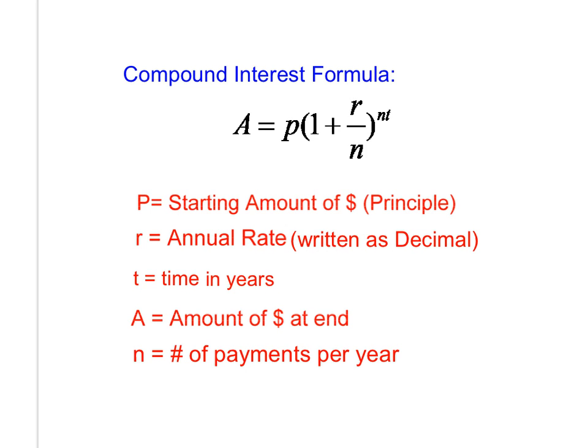Okay, a couple of equations you need to remember, I hope. The compound interest formula: A equals P times (1 plus R over N), all raised to the NT. The P represents our principal. The annual rate is written as a decimal, that's our R. Our time is in years if it's an annual rate. Could be a different time, but it's going to have to match the rate. The amount of money at the end is the A, and the N is the number of payments per year. This is our compound growth formula.